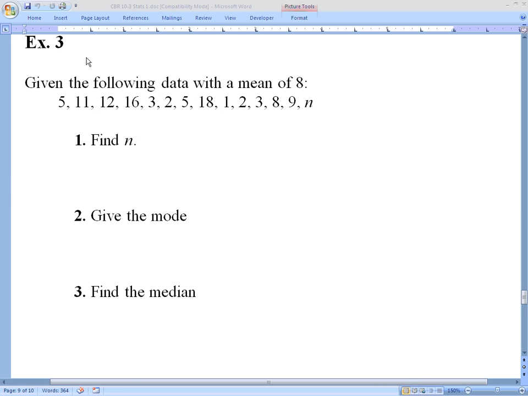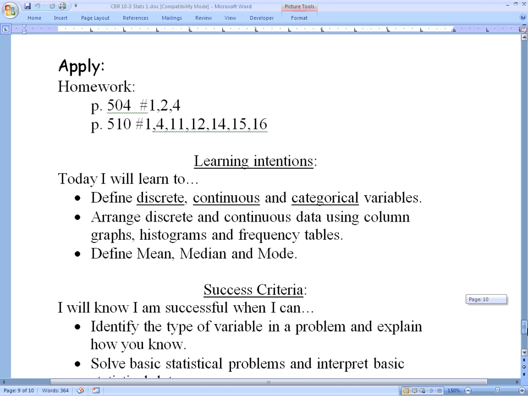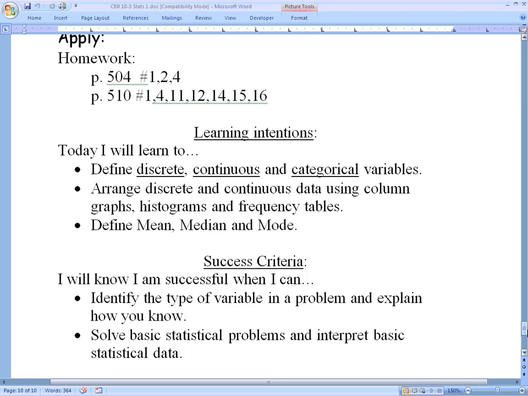All right, so a lot of stuff there, but most of it is review. So I have a handful of problems for you guys to look at on page 504 and 510 to practice those mostly old skills so that we can move forward in our statistics unit.